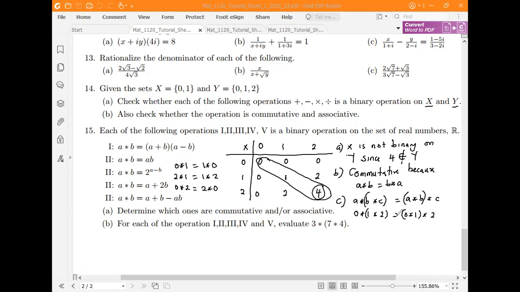So let's see. What is 1 star 2? So 1 by 2 is 2. And 0 by 2 is 0. We are multiplying. 0 times 1, 0. Times 2, 0. So it means that the computation here is associative.